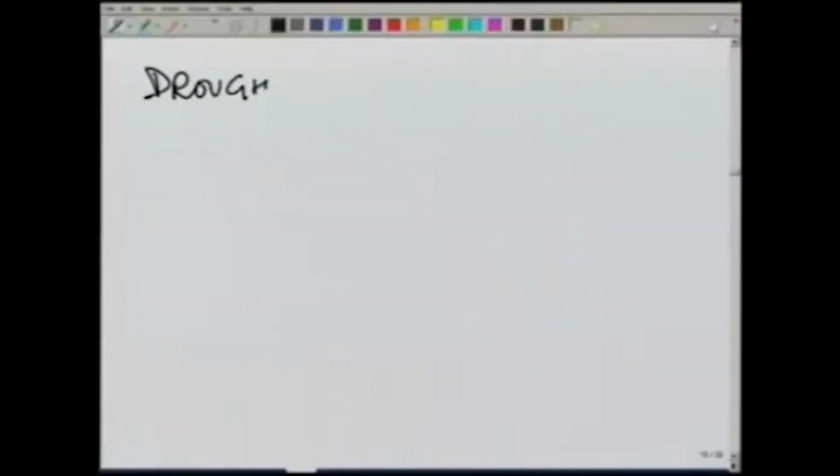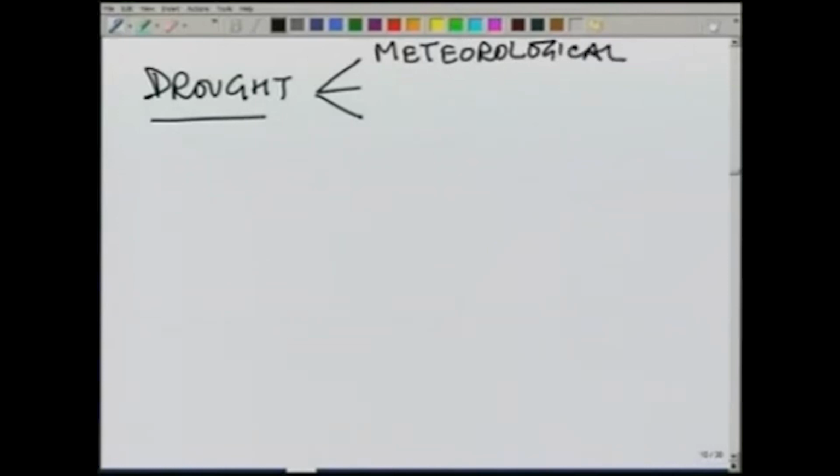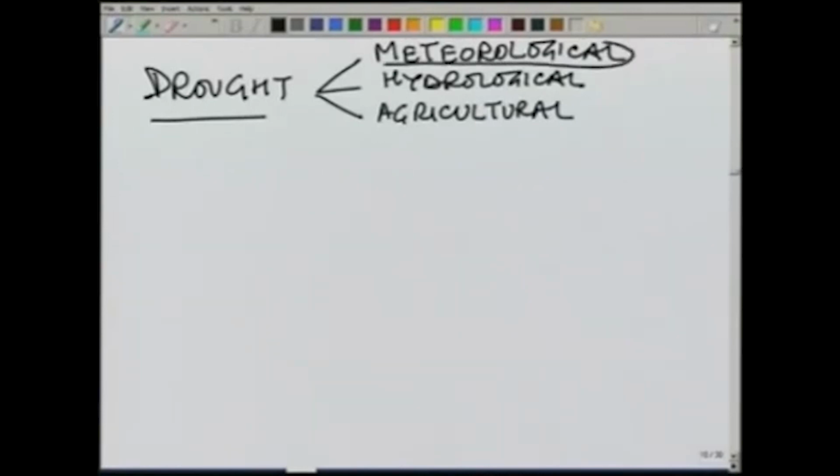vary from one point of view to the other, and therefore, we typically talk about a meteorological drought, or a hydrological drought, or an agricultural drought. So, as the name implies, meteorological drought means a lack of rain.